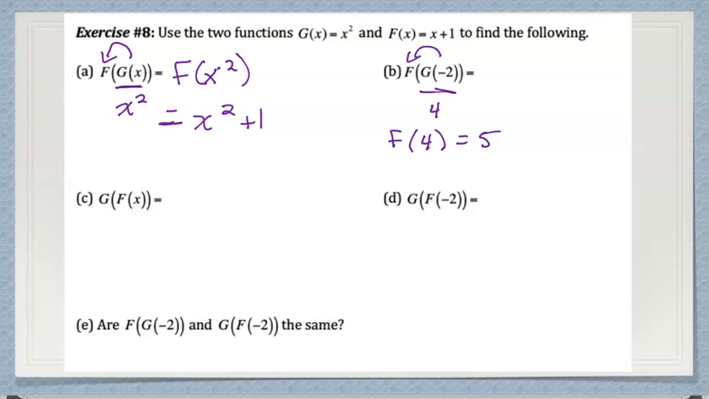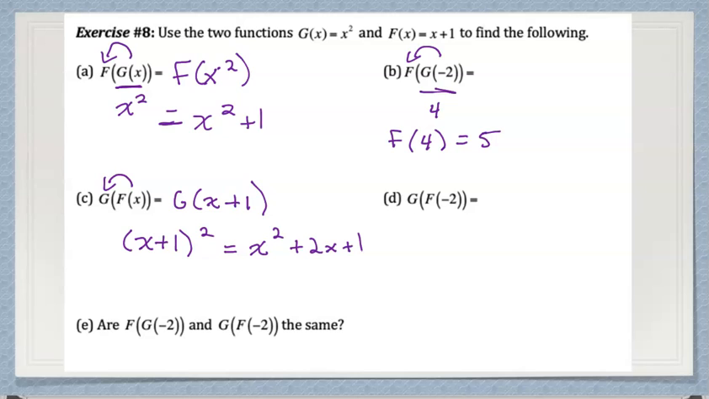You can also go backwards. I can put f of x into g. So f of x is x plus 1, so we're finding g of x plus 1. And g of x plus 1 is x plus 1 squared.